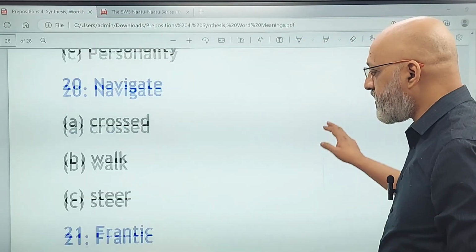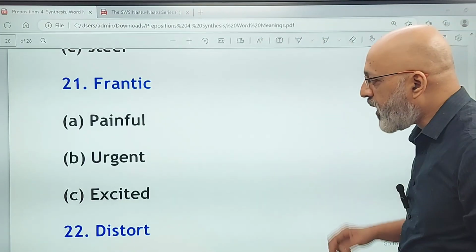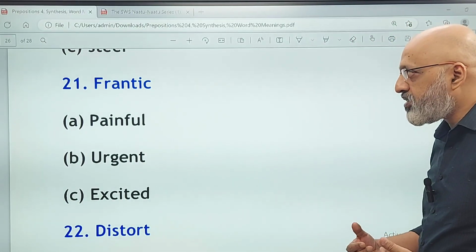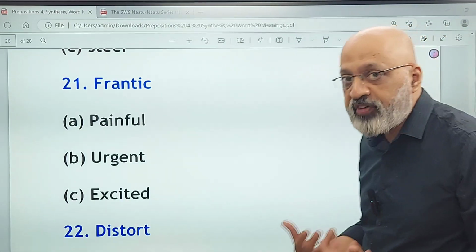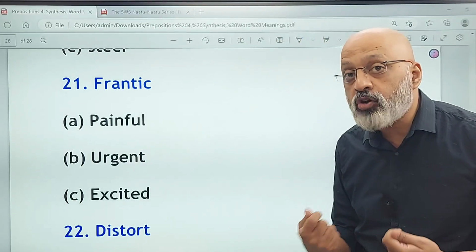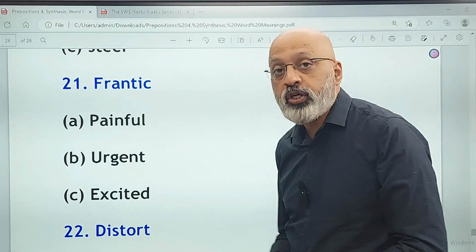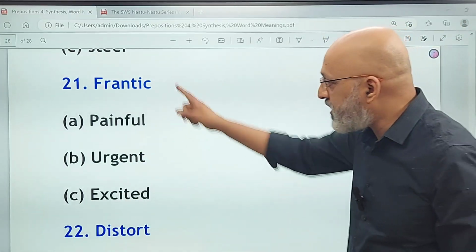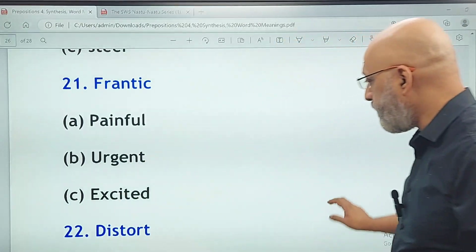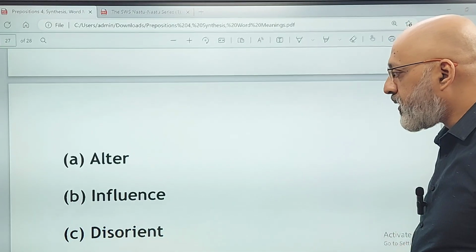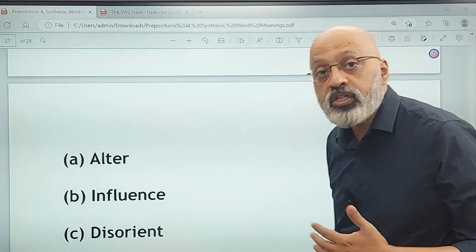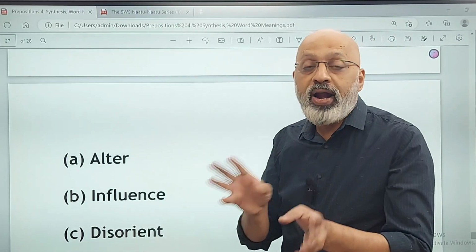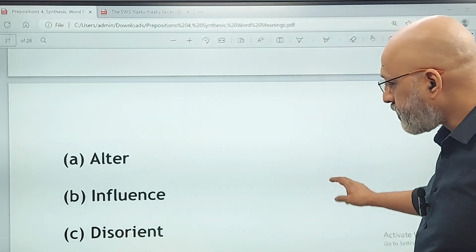So option C. Frantic, painful, urgent, or excited. Frantic means, he made frantic calls. It conveys a sense of urgency. So option B is the right one. Frantic can also lead to excitement, but its actual meaning will be urgent. Distort, alter, influence, or disorient. Alter, because you're changing some kind of contours out here, right?